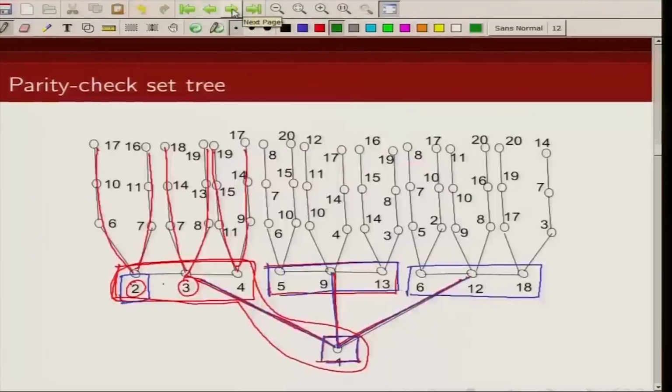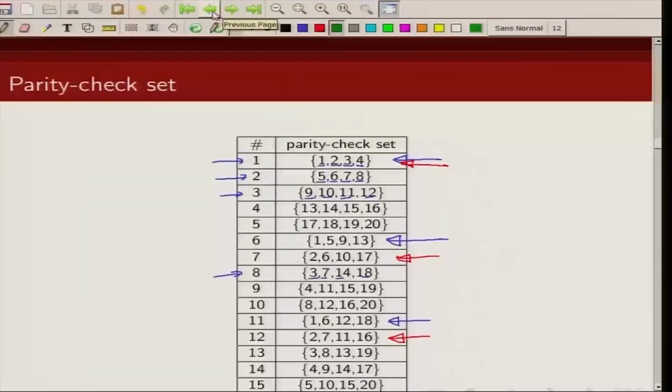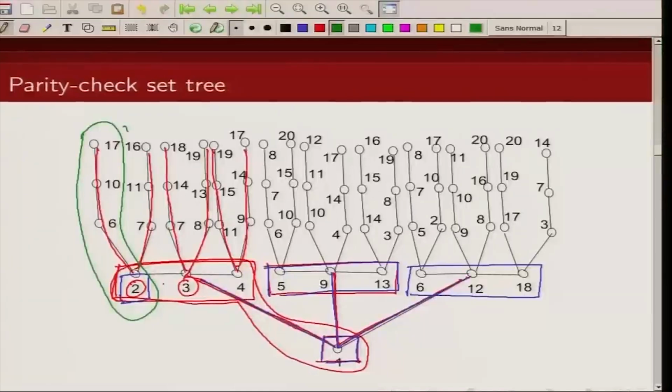How do we show that? We are showing this by this particular edge. How do we show this parity check set? 2 appears with 7, 11 and 16. How do we show that? We show that using this. Similarly, we do the same thing for other bits.